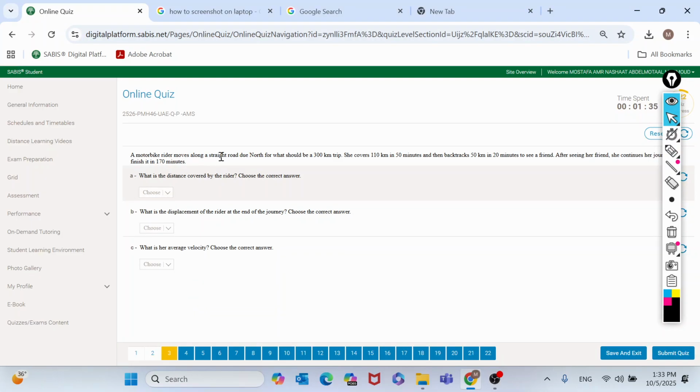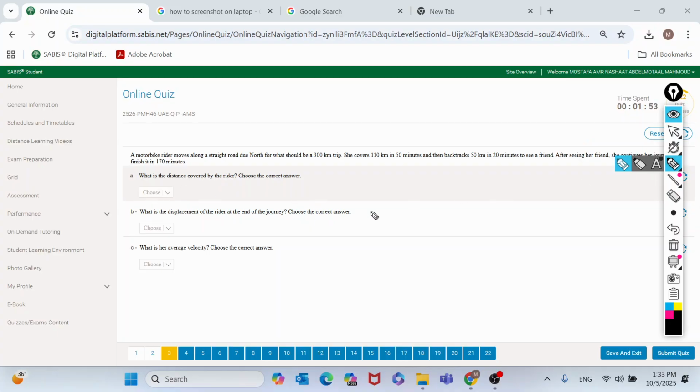A motorbike rider moves along a straight road due north for what should be a 300 kilometer trip. She covers the first 110 kilometers in 50 minutes, then backtracks 50 kilometers in 20 minutes after seeing her friend. She continues her journey to finish it in 170 minutes. Now here, this question's a bit confusing, so I'll just draw out what's happening.